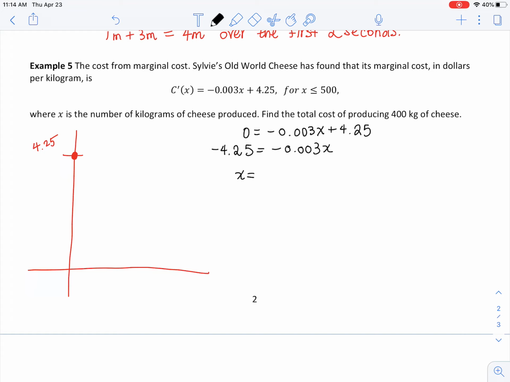All right, let me get my calculator and divide. Negative 4.25 divided by negative 0.003. It's not really a nice number. It's like 16.6 repeating. Ew. Okay. I'm going to go ahead and just write this as a fraction. So 14, 16, and I think it's 2/3.